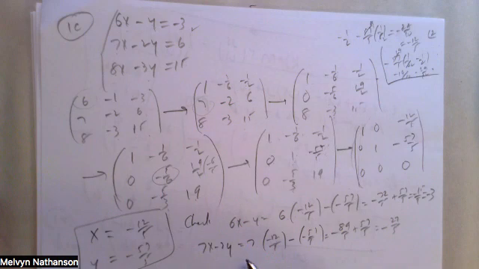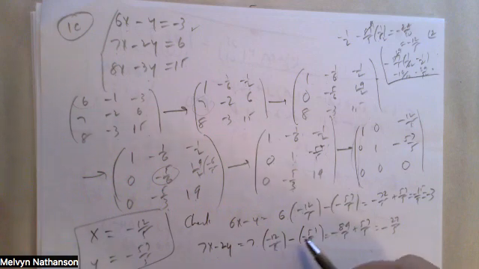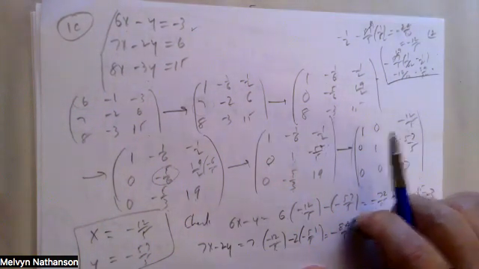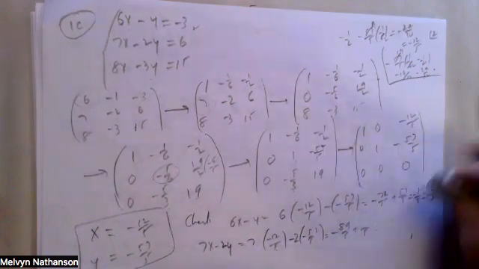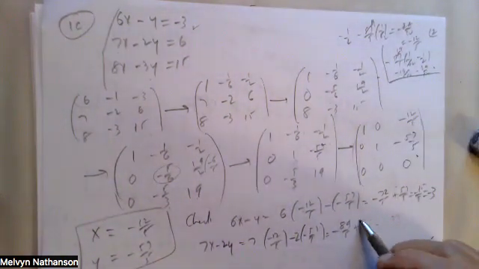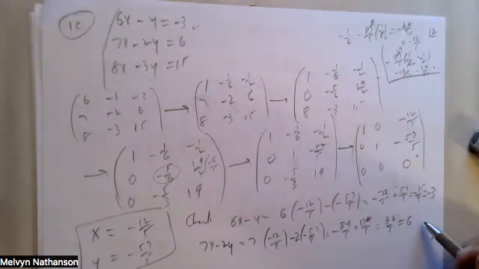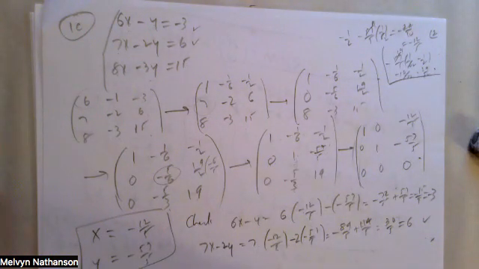Let's see what we did here. 7x minus 2y, maybe I got the 2 wrong. That's 7 times minus 12 over 5 minus 2 times minus 57 over 5. Oh, okay, good. I just made a mistake in the check. So this is minus 84 over 5 plus 114 over 5, which is just 30 over 5, which is 6. So that's correct. Good.